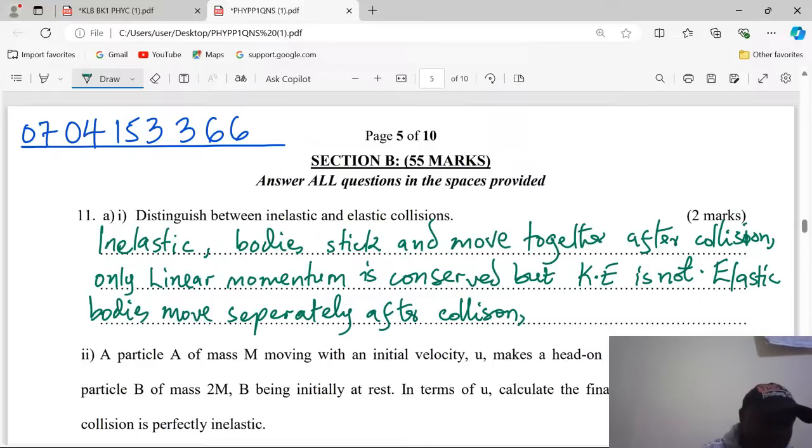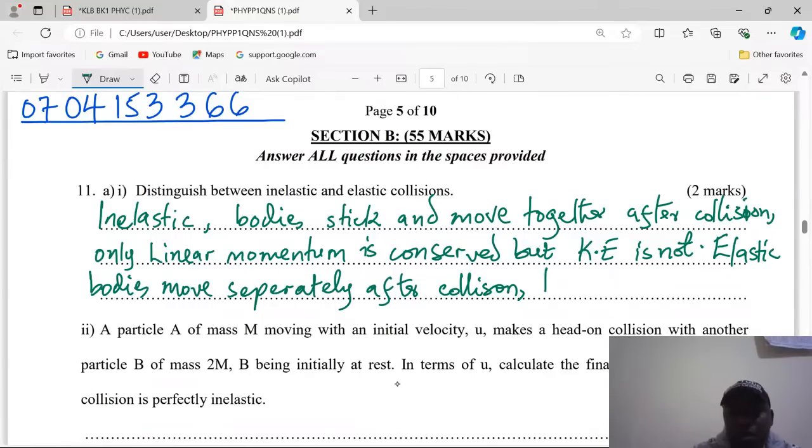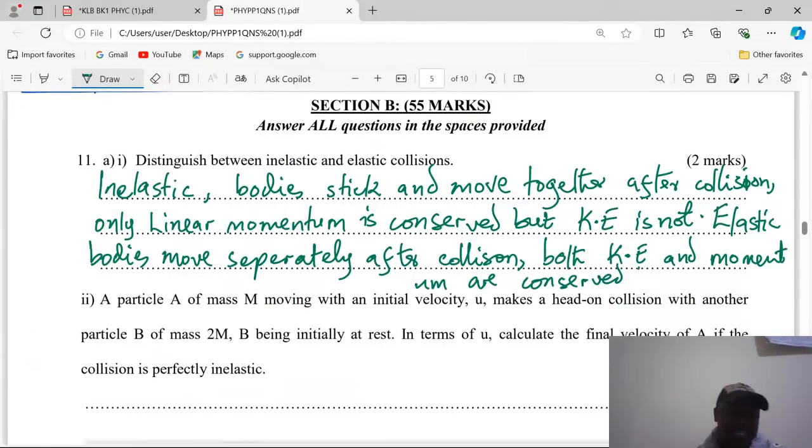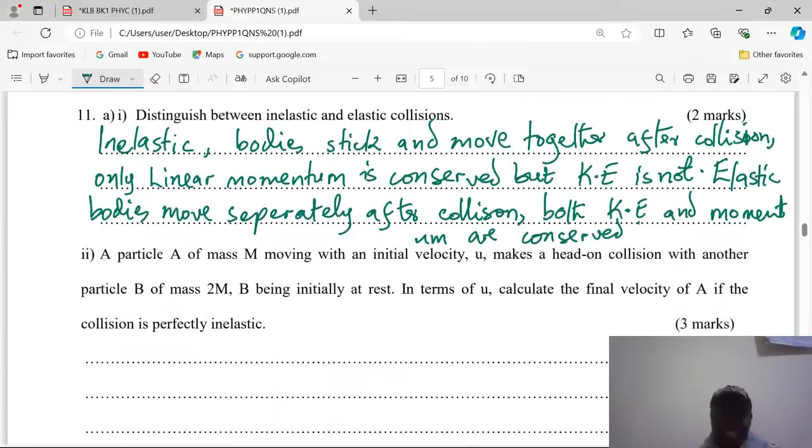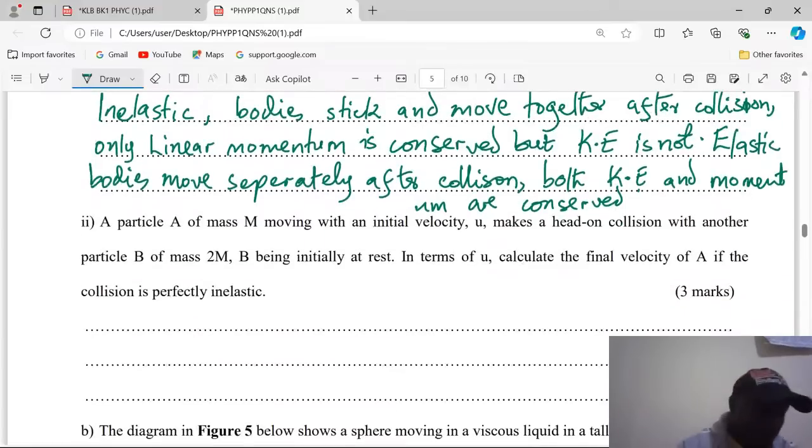Bodies move separately after collision, and we are saying that both kinetic energy and linear momentum are conserved. Both kinetic energy and linear momentum are conserved. We can look at part 2.